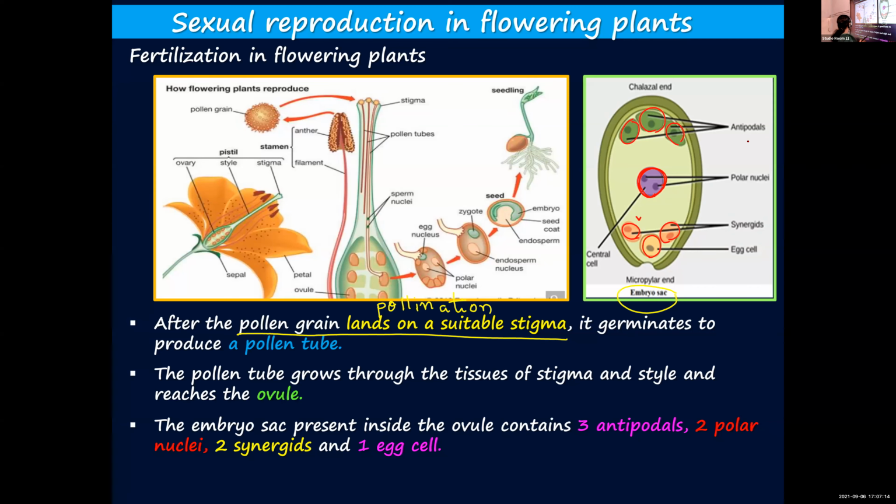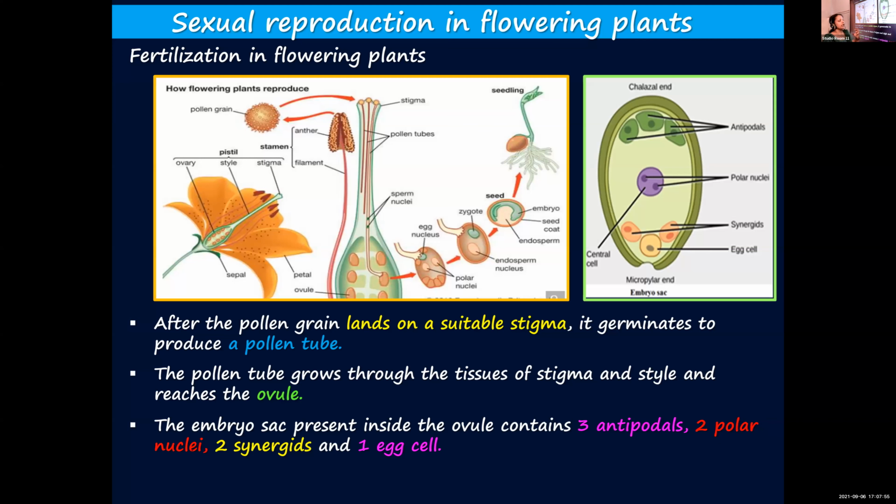Once again, I know you are getting confused. I'll repeat it again. Where is the egg present, children? In flowers. Where is the egg cell or the female gamete present? Inside the ovule. Where is the ovule? Inside the ovary. Ovary is a part of the carpel. Carpel has got 3 parts: stigma, style, ovary. Inside the ovary, ovule. Inside the ovule, the egg is present.